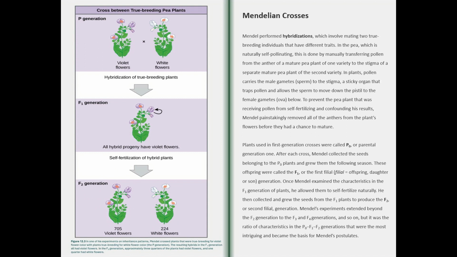But it was the ratio of characteristics in the P0 to F1 to F2 generations that were the most intriguing and became the basis of Mendel's postulates.